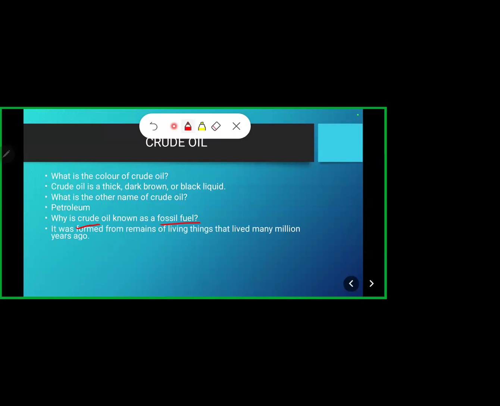So it states it was formed from remains of living organisms that lived many million years ago. So when they ask how crude oil is formed, you need to include the fact that it's obtained, first of all, from remains of living things that lived many millions of years ago. It is very important for you to be particular about the time that decay takes place. And then, by what process is crude oil formed? Who can tell us?